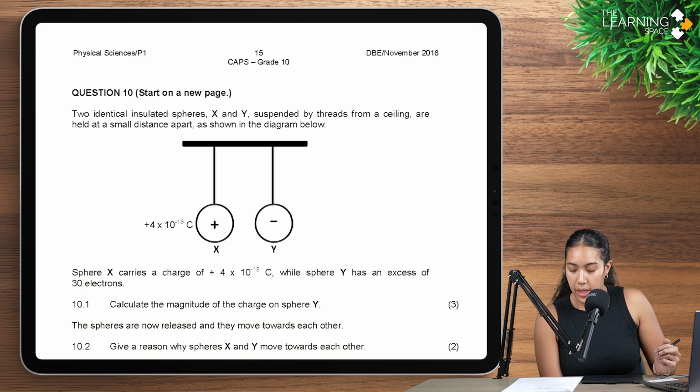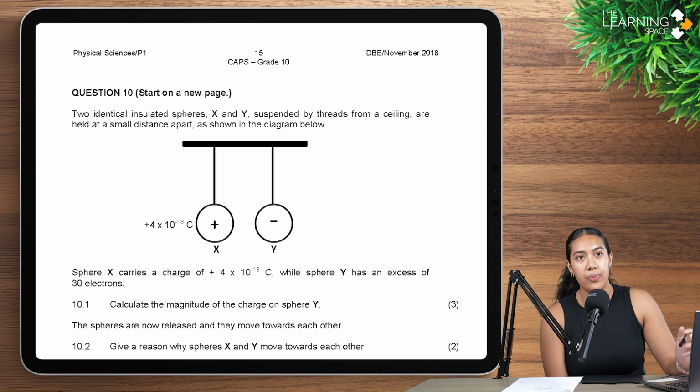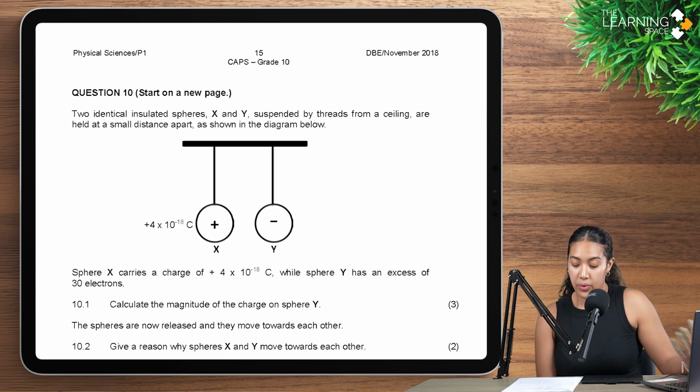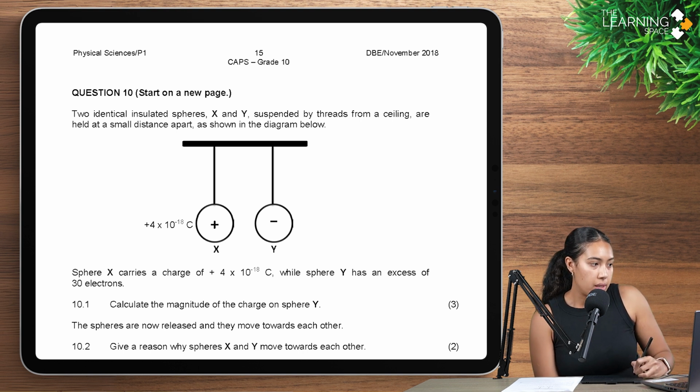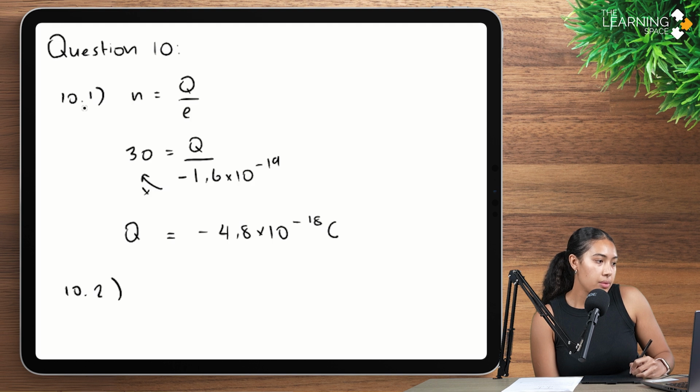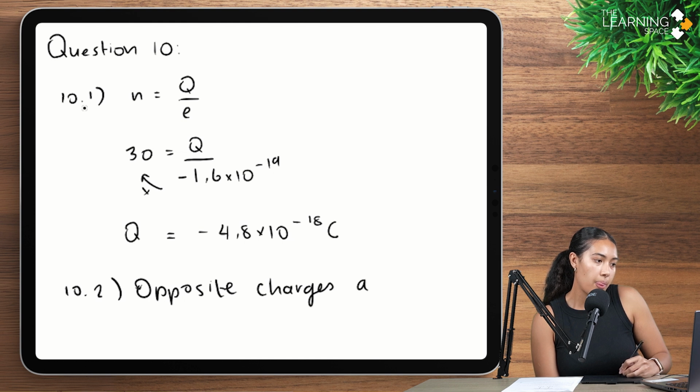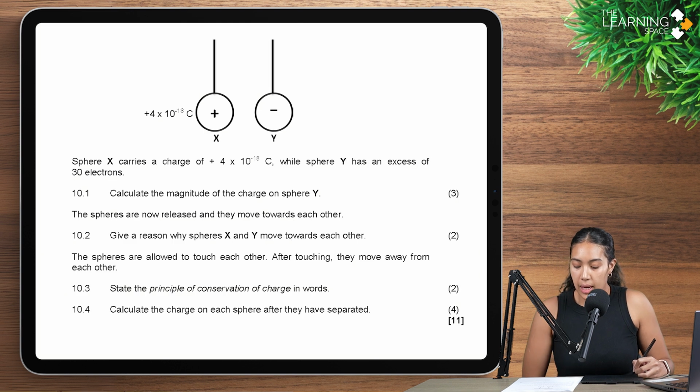Cool. Jumping into the next question. Now they tell us that the spheres are released and they move towards each other. They're oppositely charged, so we know there's going to be a force of attraction, so they will move towards each other. For 10.2, they asked us to give a reason why X and Y will move towards each other, and like I just said, they have opposite charges and opposite charges attract. Let me just write that down. Opposite charges attract.